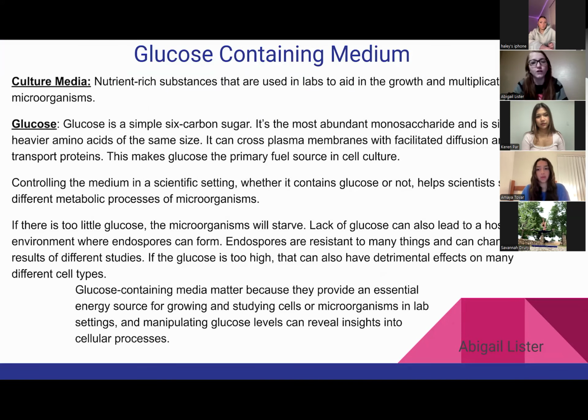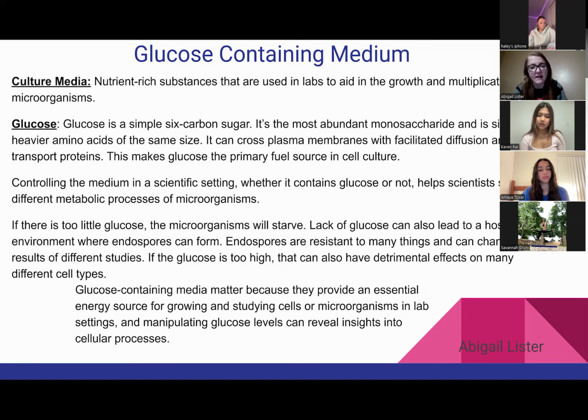For a glucose-containing media and why it's important, you need to understand what a culture media is in general, which is a nutrient-rich substance that's used in labs to aid in the growth and multiplication of microorganisms. Glucose is a simple six-carbon sugar. It's the most abundant monosaccharide and is similar to amino acids of the same size. It can cross plasma membranes with facilitated diffusion and transport proteins. This makes glucose the primary fuel source in cell culture.